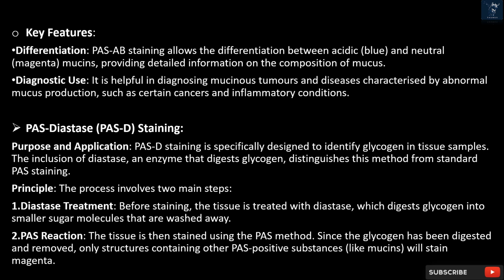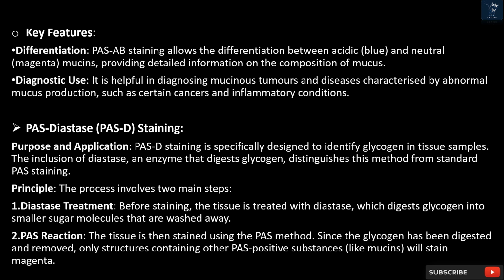PAS-diastase, PAS-D, staining. Purpose and application. PAS-D staining is specifically designed to identify glycogen in tissue samples. The inclusion of diastase, an enzyme that digests glycogen, distinguishes this method from standard PAS staining. Principle. The process involves two main steps.